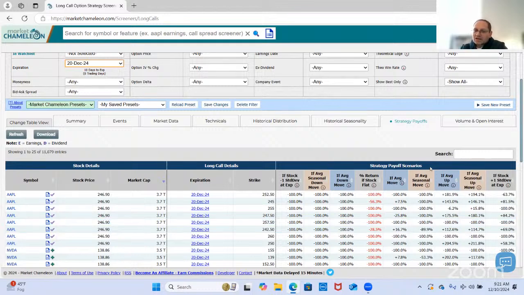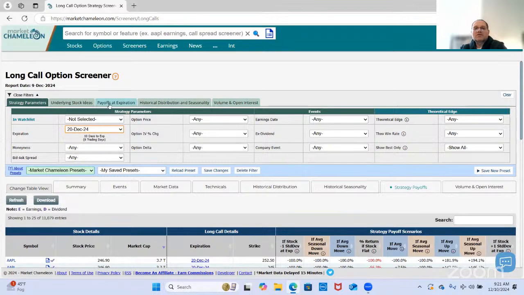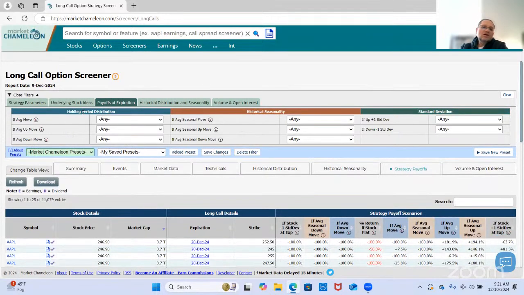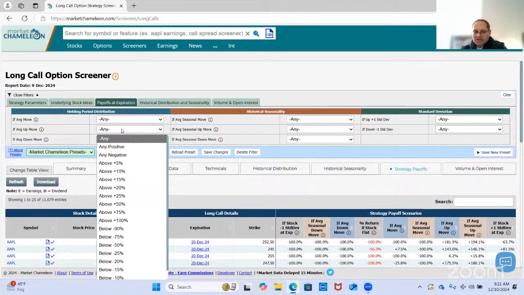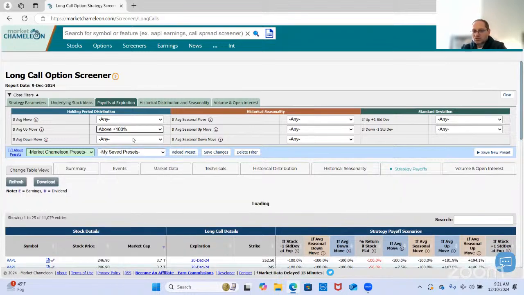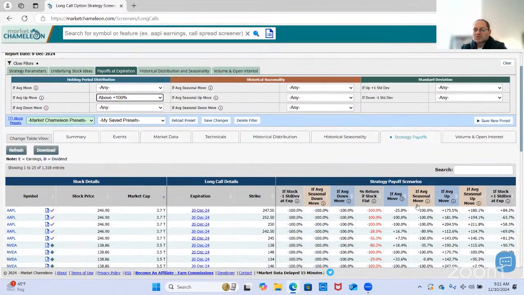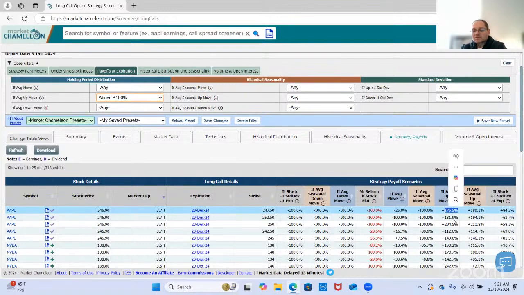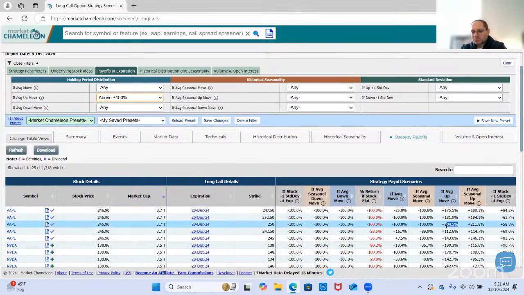So this way, we could even filter things out if we wanted to. Like we could say, here's the payoff at expiration. And let's say we had a minimum: if the stock does achieve the average move to the upside, we want to be at least double, say 100%. It has to be above 100%. So you could see here that all these will be above 100%.